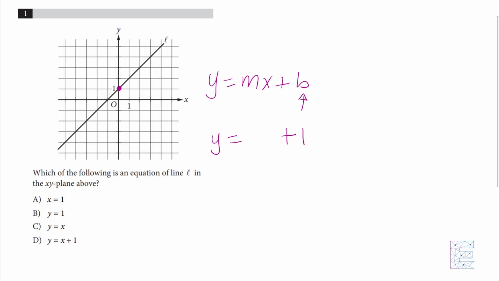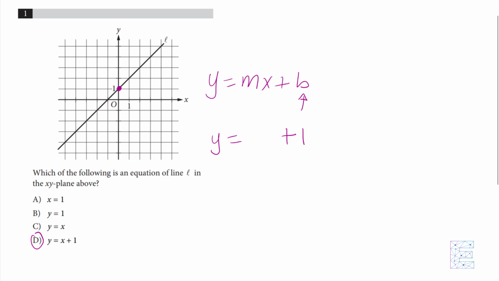And if you glance over at all the choices that we have, only one of them has a plus 1 at the end of it. So D would have to be the answer. But just for the sake of finishing this problem and explaining the rest of it, just in case you see something that's not as obvious as this one, finding the slope is super easy given a graph.